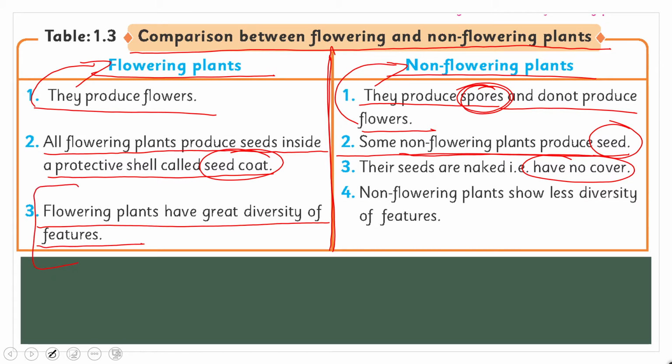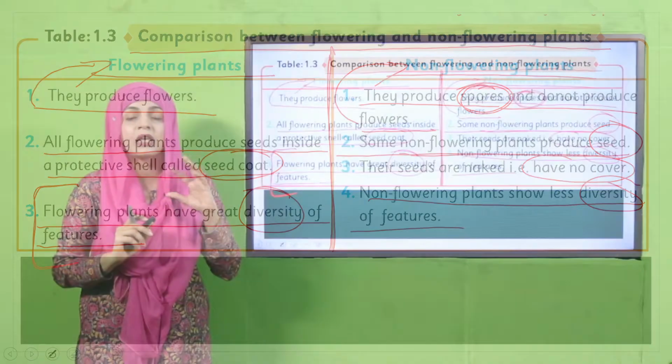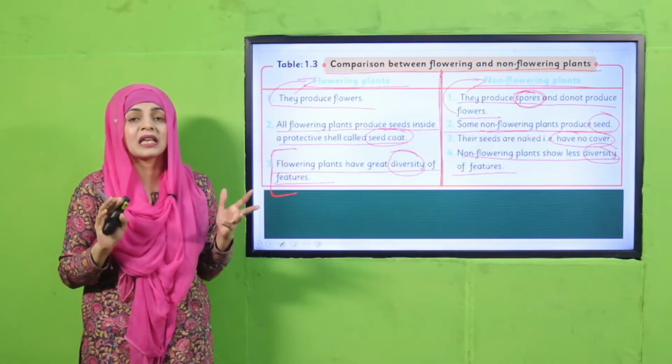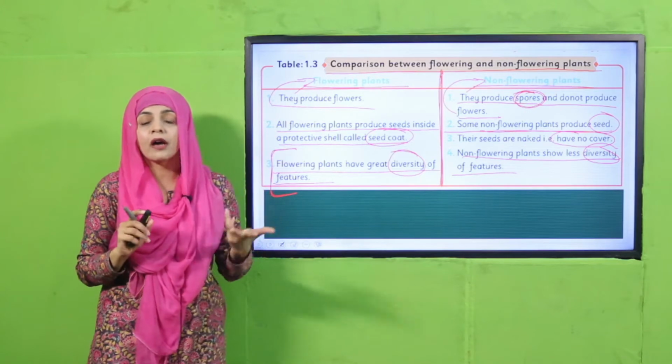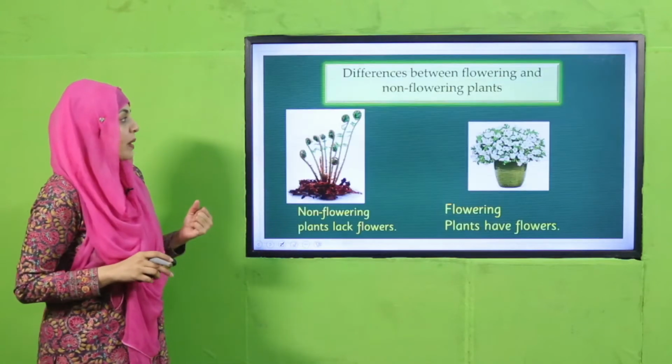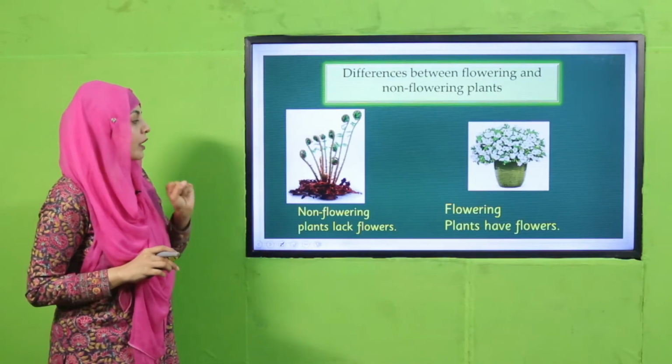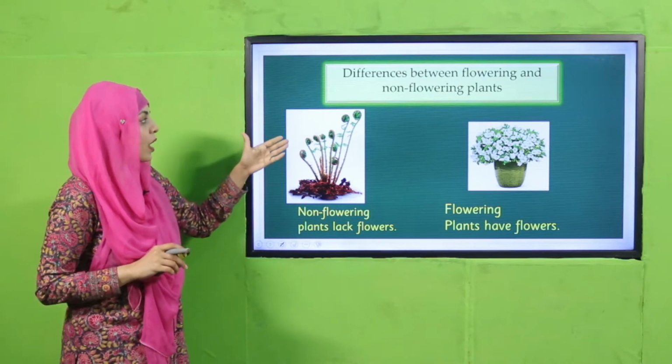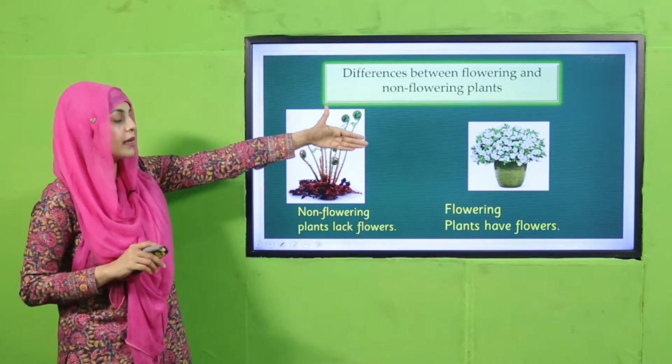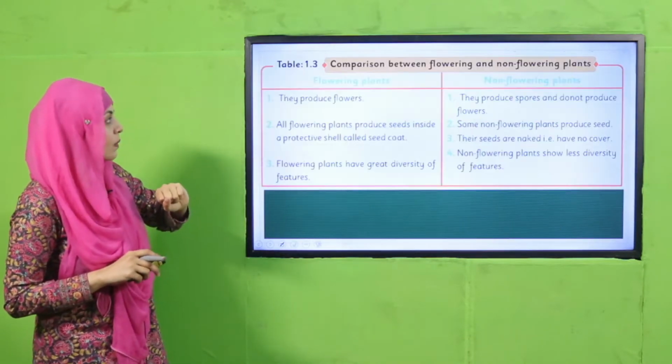Flowering plants have great diversity of features. Now, flowering plants are extremely diverse groups and they have many different features and behaviors present in them. Non-flowering plants show less diversity of features. Their diversity is not that much, and their habits and behaviors are also not as many as in flowering plants. So my dear students, here is the difference between flowering and non-flowering plants. On the one side there are non-flowering and on the other side there are flowering plants.